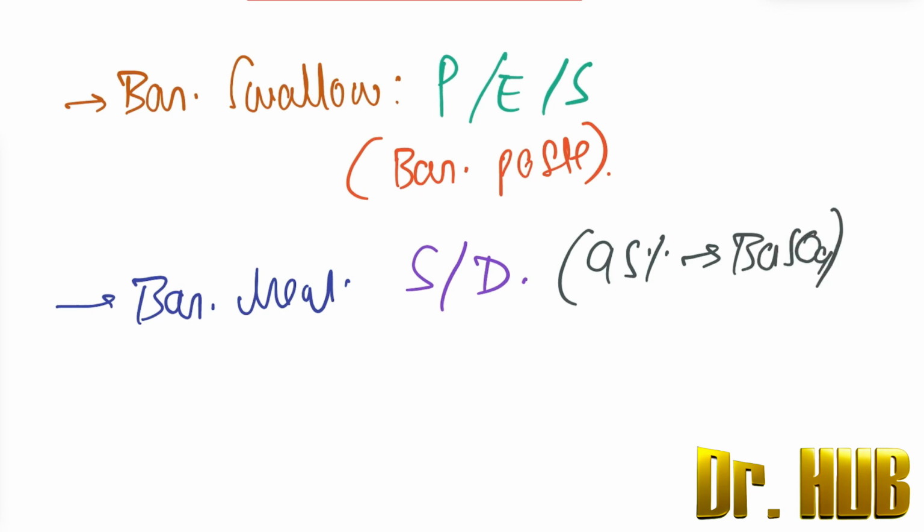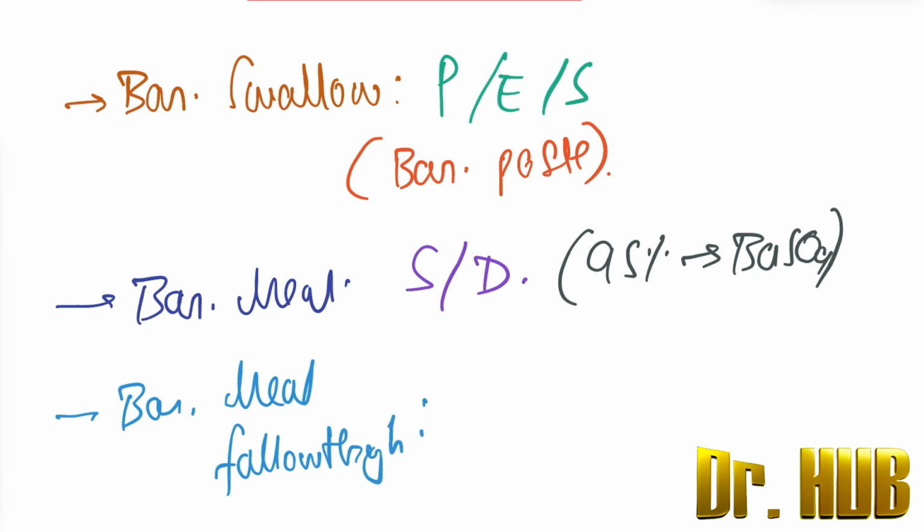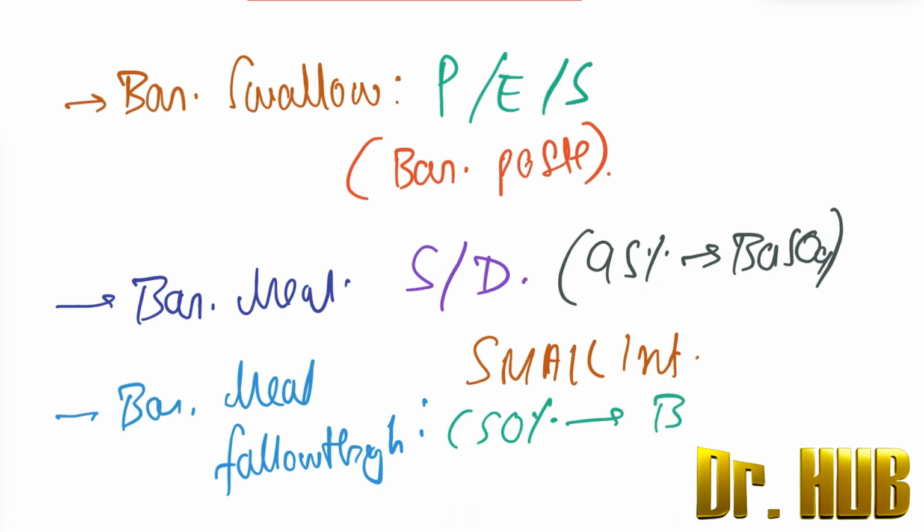Next is the barium meal follow through. Under the barium meal follow through, it is used to assess the small intestine, and here about 50% of the barium sulfate, BaSO4, is used.